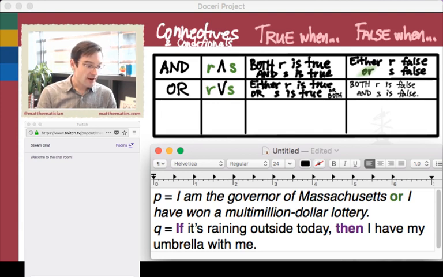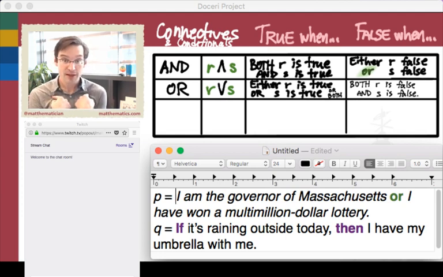So if I wander up to you and I make this claim, I'm the governor of Mass, or I've won a multi-million-dollar lottery, and you want to prove me wrong, then your burden of proof is you have to show that both of these do not hold. Because if either one does, then I win, right? Because then the disjunction of these statements is true.